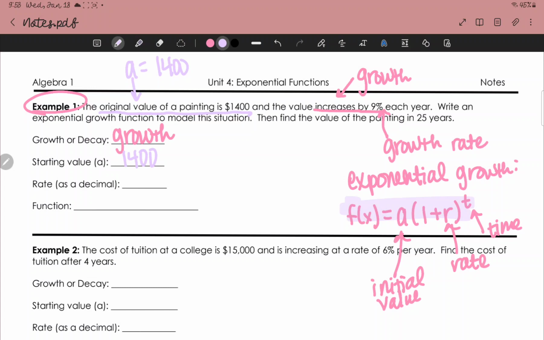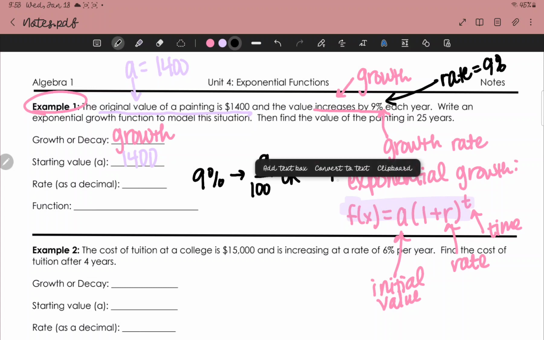Cool, done. The rate: how much is it increasing? That's what they want, right? It was increasing by 9%. That was my growth rate, and it equaled 9%. They said as a decimal. Remember, you have two options. You can divide the percent by 100, because percent is per 100, or you can just say 9% and move that decimal twice to the left. 1, 2. You need a placeholder, so it's 0.09.